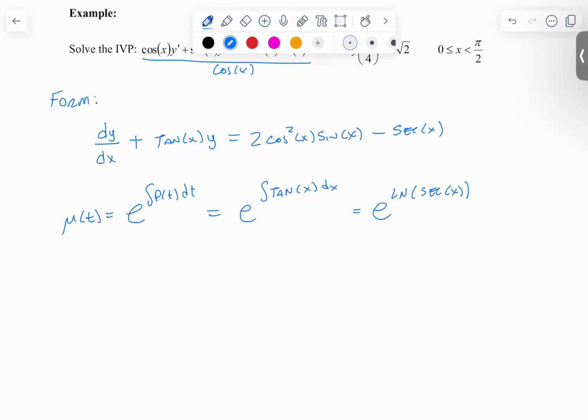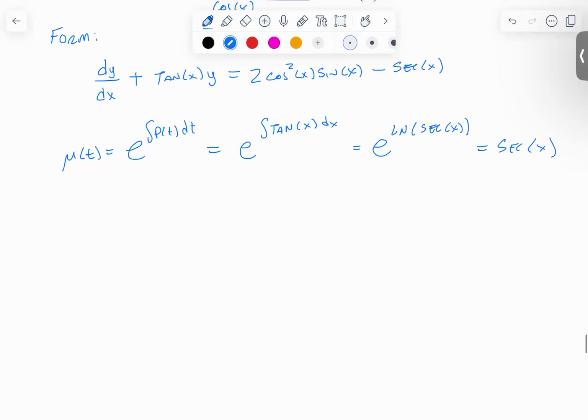And then e to the ln of secant, what does this become? It's just secant. These are some of my favorites because how nice is this integrating factor? Looking at what the problem is, if I have a bunch of trigonometric functions here, if I had an e to the stuff, yuck. But secant, I have a feeling this stuff's going to get real nice in just a minute.